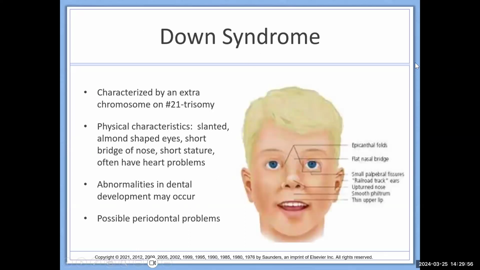Down syndrome. Some of you may be going to your externship offices and may see patients with Down syndrome, and they're characterized by an extra chromosome, chromosome number 21. Down syndrome could also be termed trisomy 21. Their physical characteristics are usually slanted, almond-shaped eyes, a short bridge of the nose, maybe shorter stature, and they often have heart problems. Abnormalities in dental development may be present, and maybe even some periodontal problems.